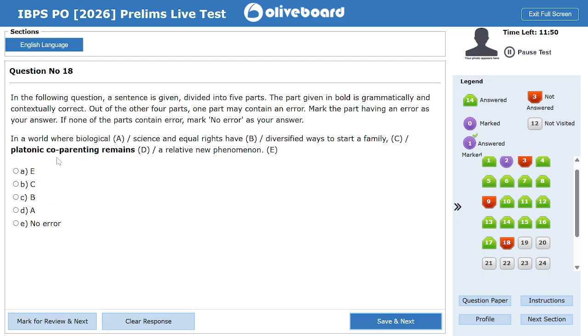Grammatically or contextually incorrect. Out of the following, mark the part as your answer. In a world where biological science and equal rights have diversified ways to start a family, platonic co-parenting remains a relative new phenomenon.